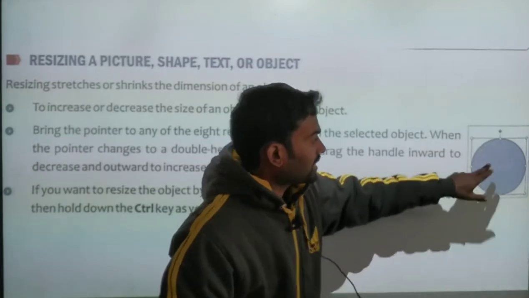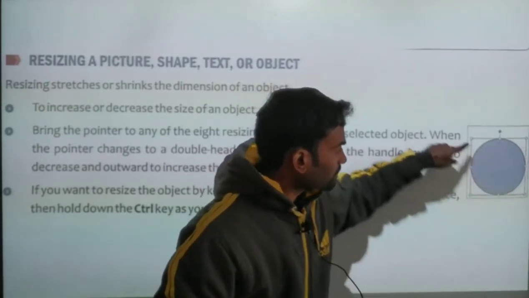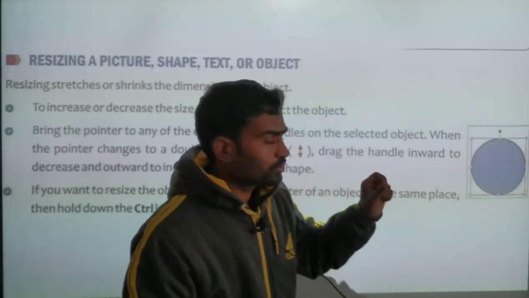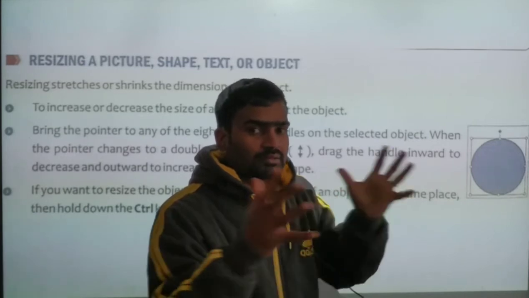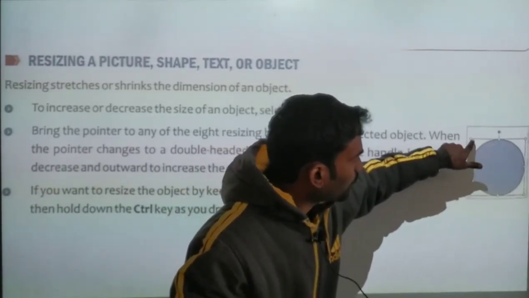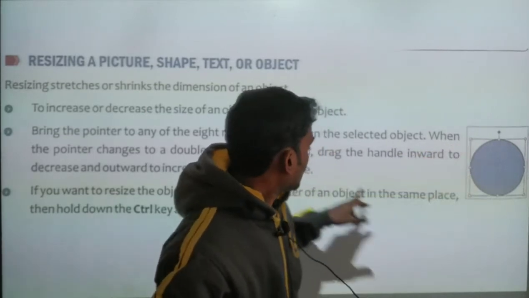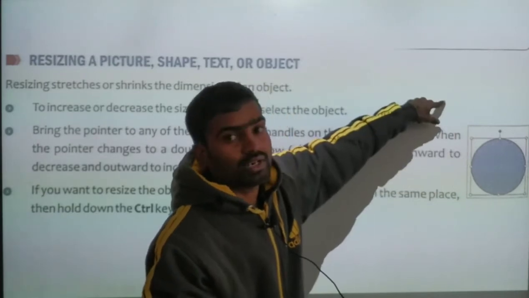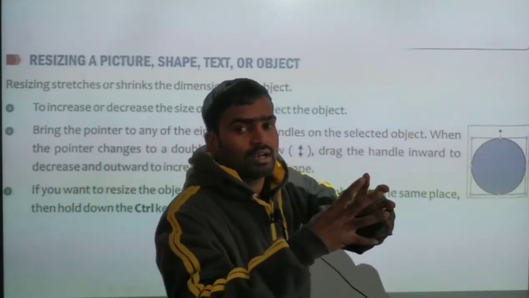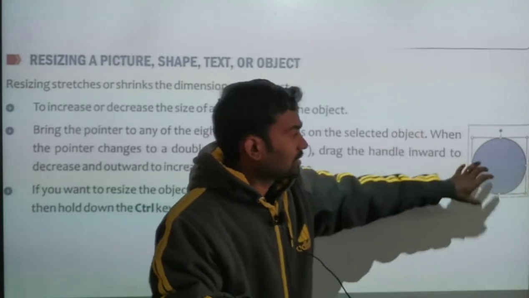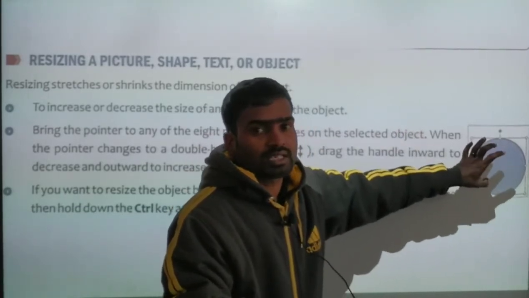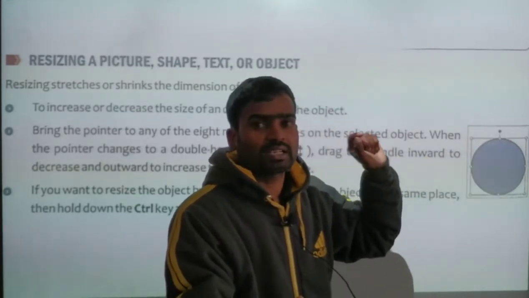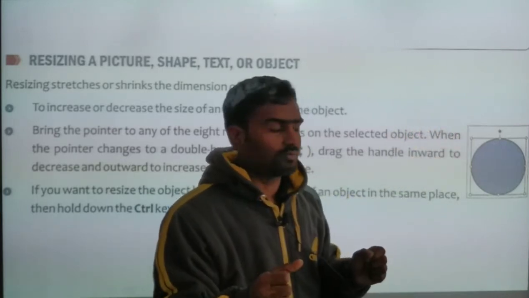See here, when we select any object, there will be 8 edges. 1, 2, 3, 4, 5, 6, 7, 8. There are 8 edges. To make it bigger in size, what are we supposed to do? Click and hold here. When you click, this type of arrow will appear. Click and drag it outwards, upside or downside, so the size will increase. And if you want to make it small in size, bring it inward. When you bring it inwards, it will become small, right?